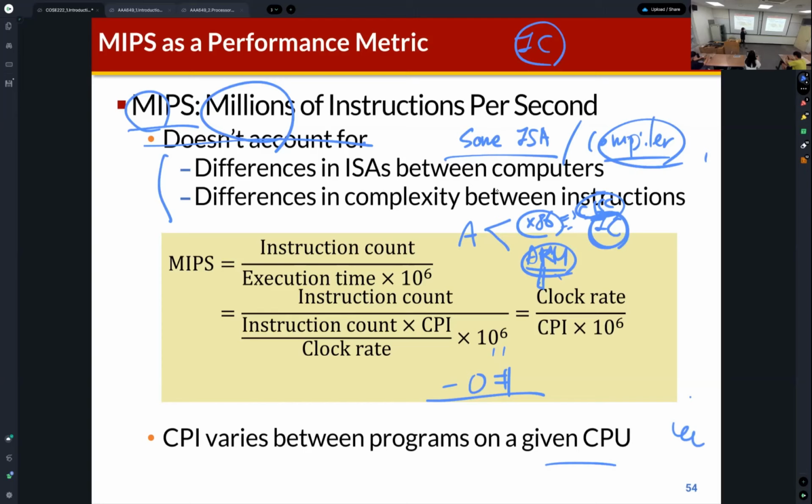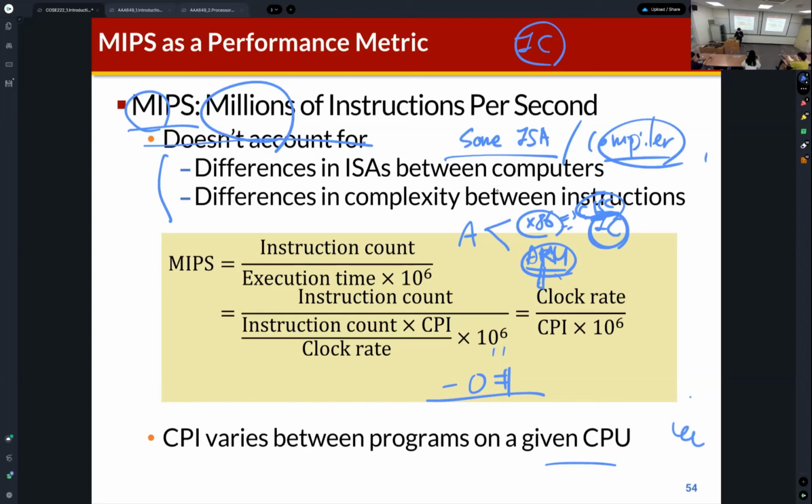Okay, let's get started. In the previous class, we learned about MIPS, which is millions of instructions per second. You can think of MIPS as a very intuitive performance metric because it just counts the number of executed instructions per unit time, right? If our computer system can run more instructions, then we can say our computer system is fast, which means performance is higher.